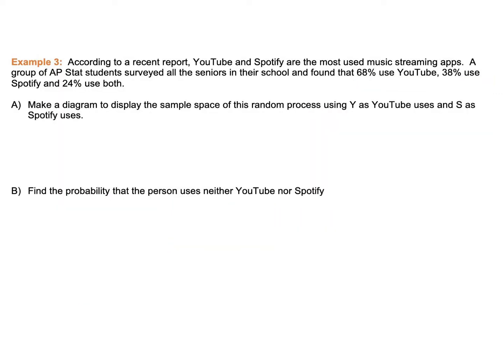Okay, so according to a recent report, YouTube and Spotify are the most used music streaming apps. A group of AP Stat students surveyed all the seniors in their school, found that 68% use YouTube, 38% use Spotify, and 24% use both. Okay, now this is specifically telling us to make a diagram to display Y as YouTube and S as Spotify. And again, you make your choice, Venn diagram or two-way table. I just am partial to this, which I've clearly established by now.